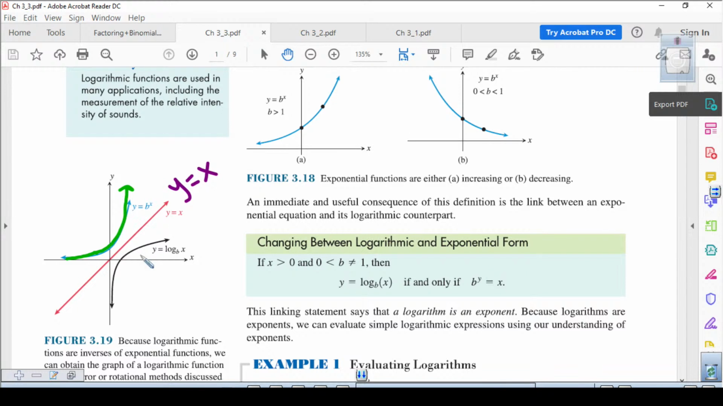Oh gosh. Okay. So if you reflect over the y equals x, or the 45-degree line, you've reflected your exponential. If you reflected your exponential over the y equals x, you're going to find yourself looking at the logarithmic function. Logarithmic. That's the black one here.